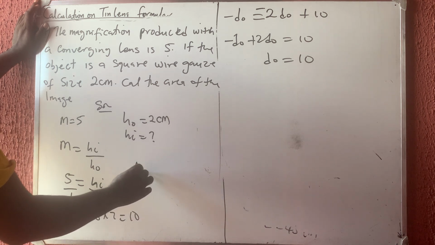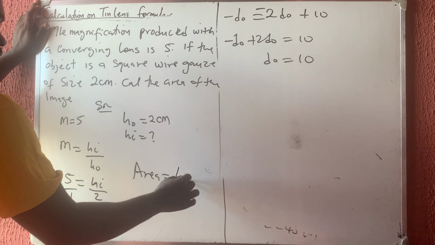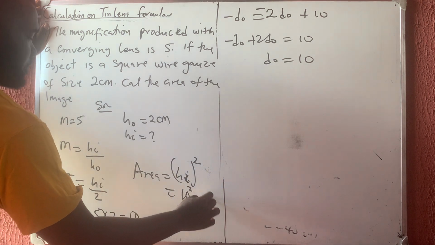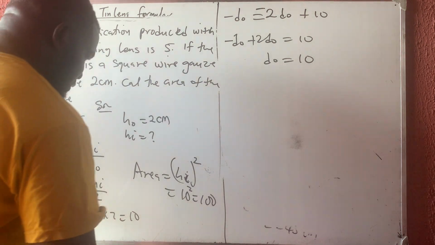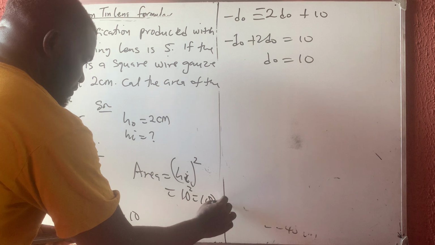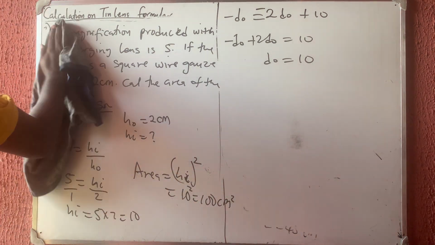So the area, since it's a square, is going to be the height of the image squared, which is 10 squared. And 10 squared is 100. So the answer there is 100 cm squared. So we move to the next question. This is very simple.